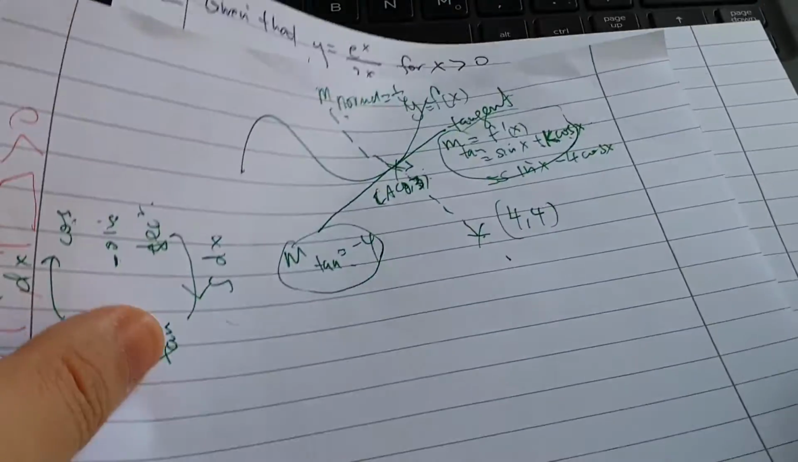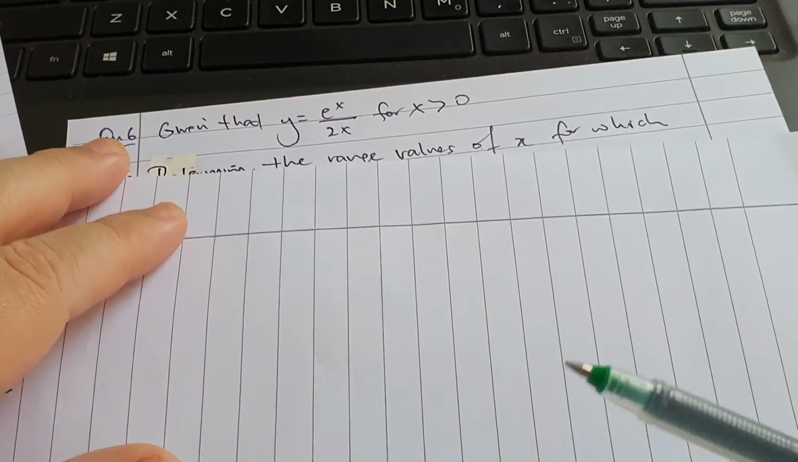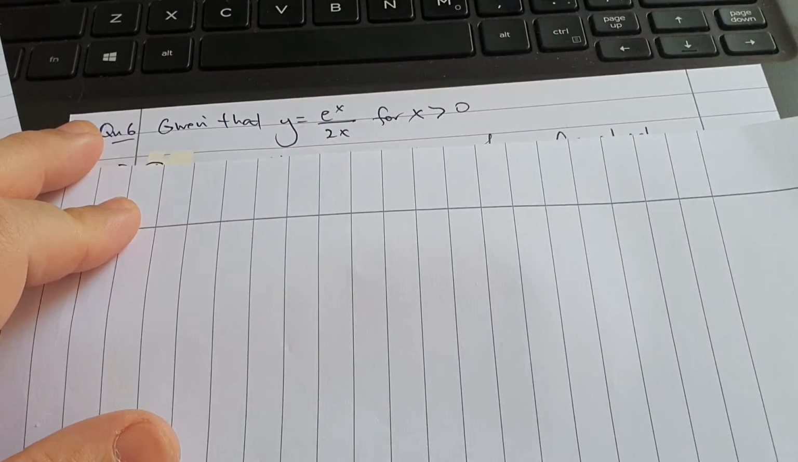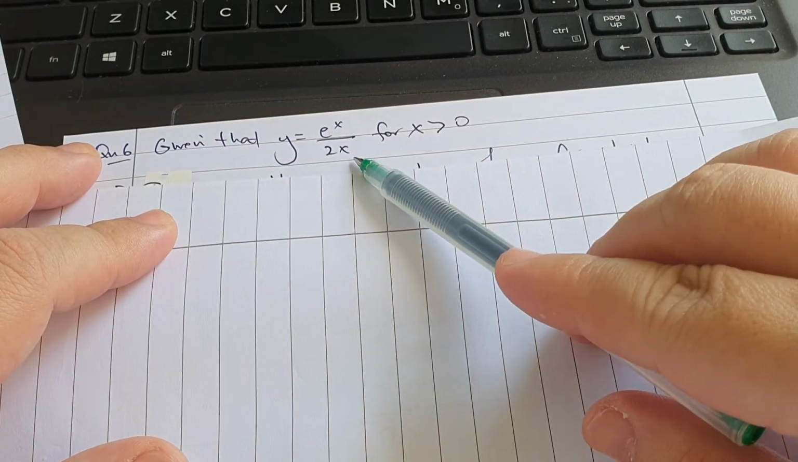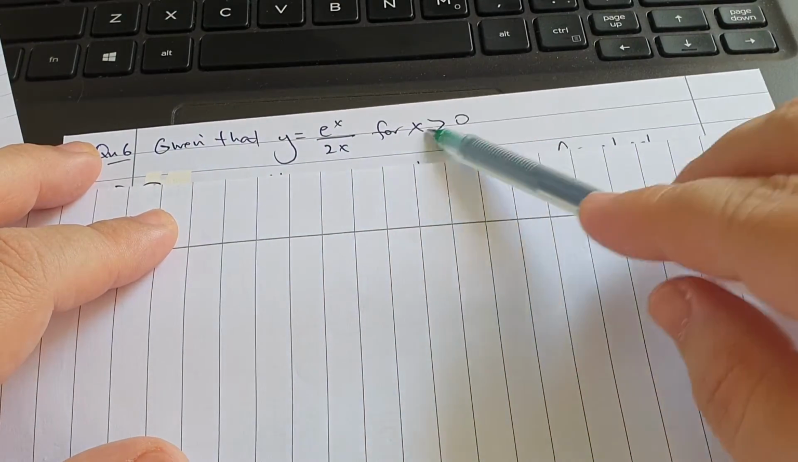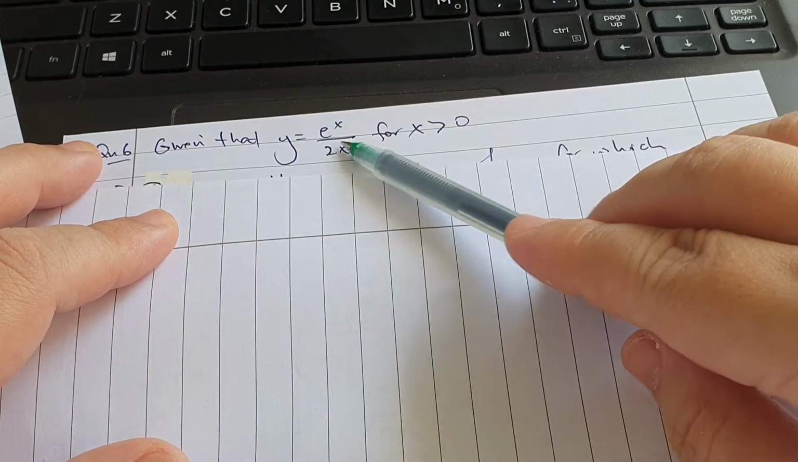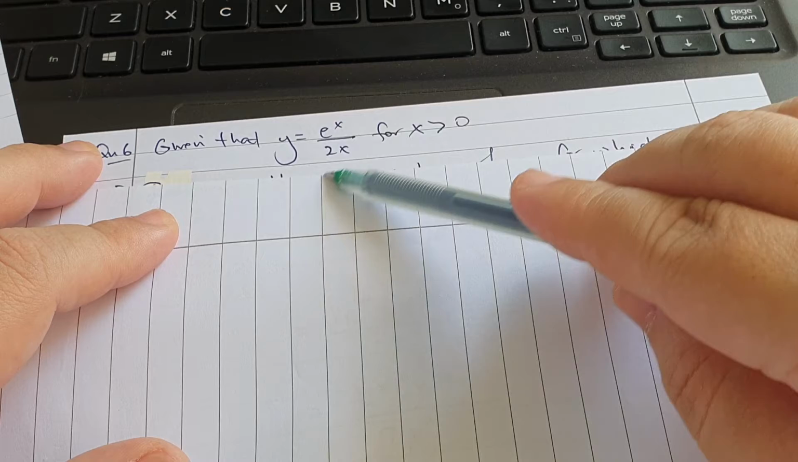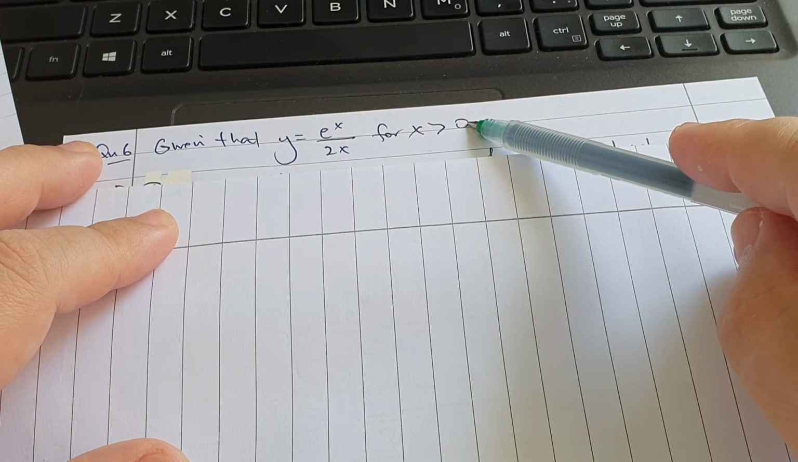Okay, number 6, again, is a calculus question. Now you are told that y equals e^x over 2x for x greater than 0. Then you will ask, why must x be greater than 0? It can be less than 0, what? Yeah, we agree it cannot be equal to 0. But why did the question say x greater than 0?